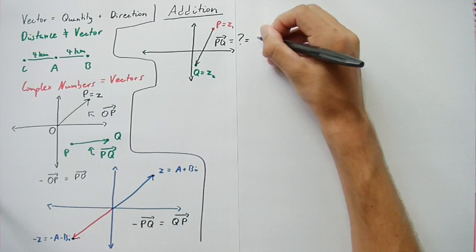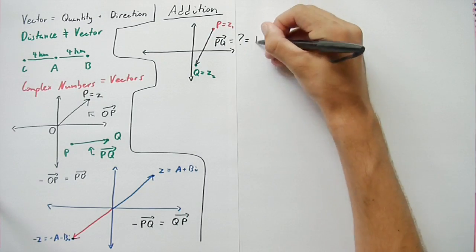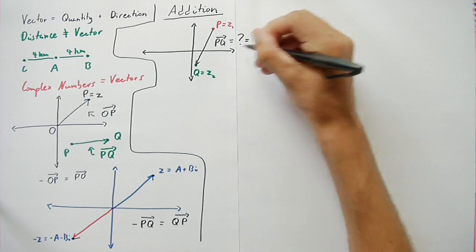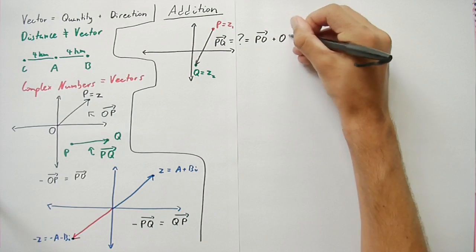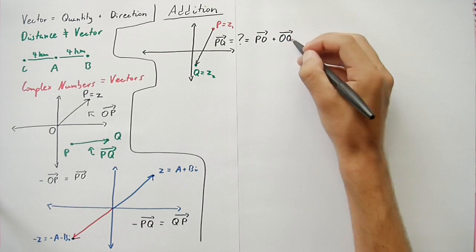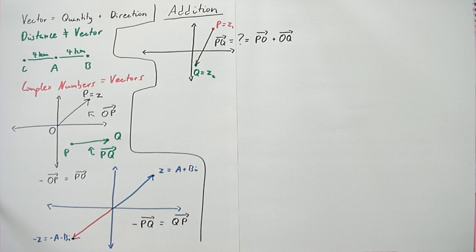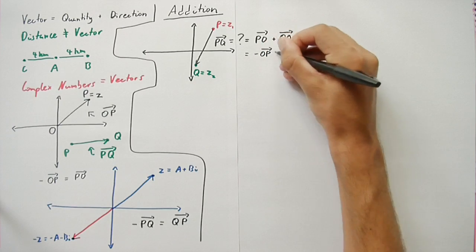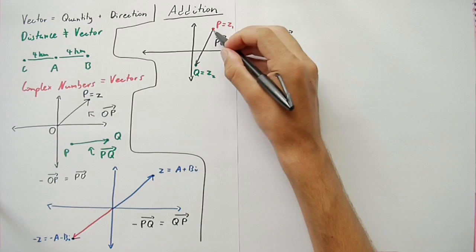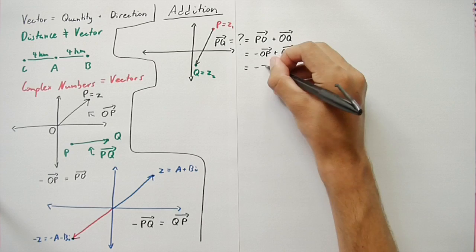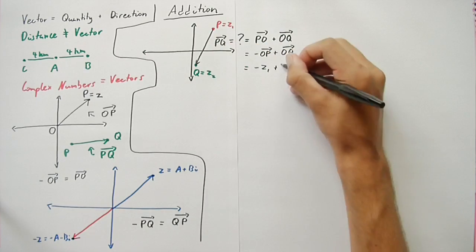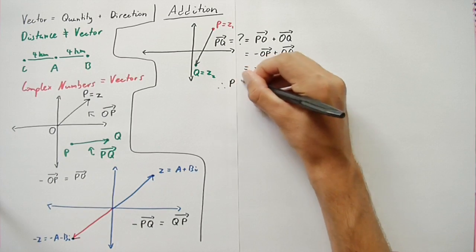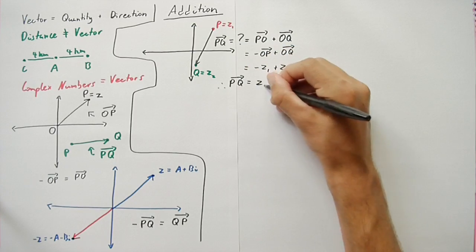For example, starting from P, I can go to O instead, which is P going to O. But of course I need to finish at Q, so then I can go from O to Q, which means we add O going to Q. Now remember that P going to O is equal to negative O going to P, using what we just learnt about negative vectors. So we get P going to Q is equal to negative O going to P plus O going to Q. But now O going to P is just z1, and O going to Q is simply z2. So we get P going to Q is equal to -z1 + z2, which equals z2 - z1.